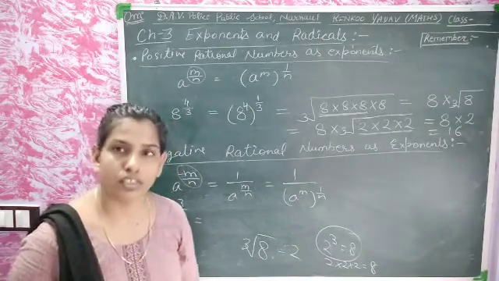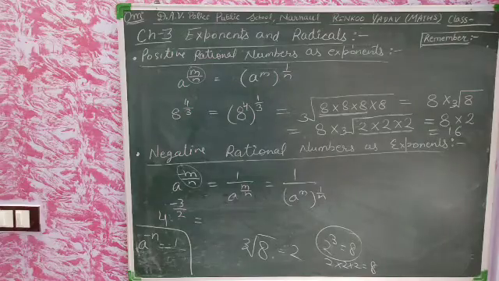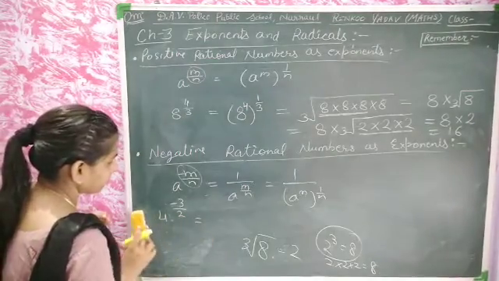Okay, students? Now there are the negative rational numbers as exponents. Let's see here.